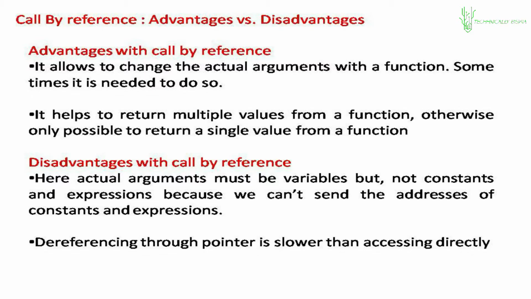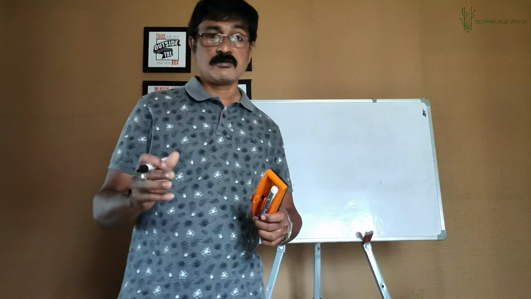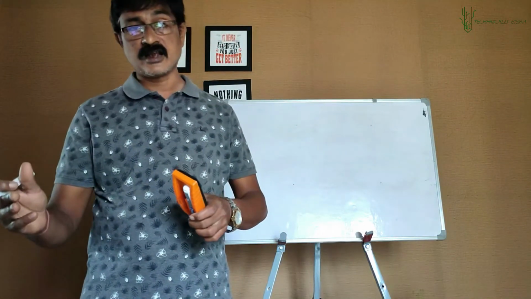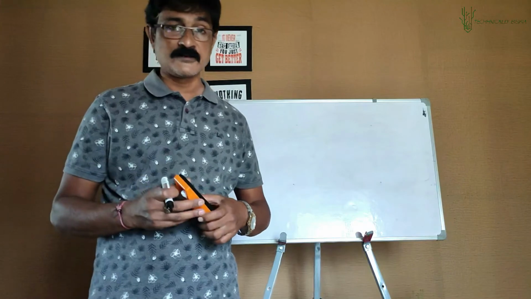Also, you are doing dereferencing. So dereferencing is a bit slow, because you are not directly accessing the variable but accessing it through a via media, so obviously it will be a bit slow as a process. Got it? So, is it clear now, friends, about the advantages and disadvantages of call by value and call by reference?